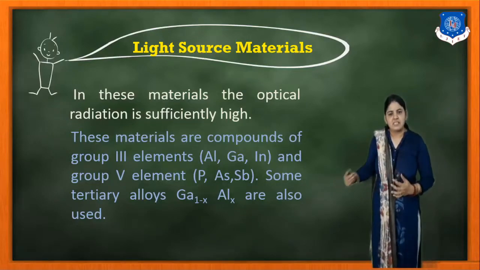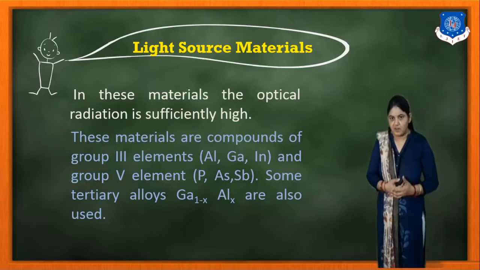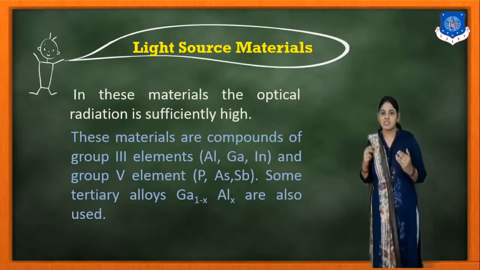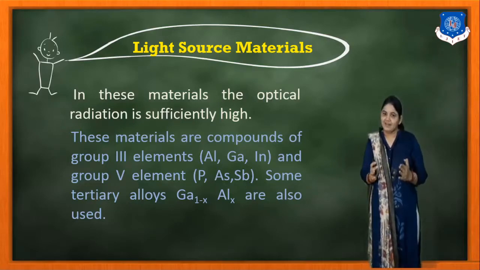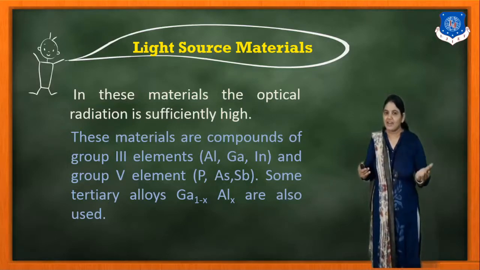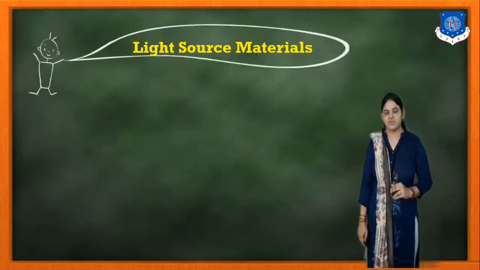This 1 minus x is known as the mole fraction. It means Ga(1-x)Al(x)As is the alloy, and in the Ga material some impurities can be added to achieve the actual characteristics. So this is referred to as a mole fraction.